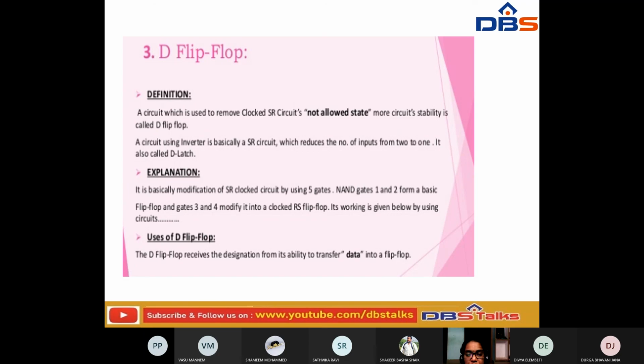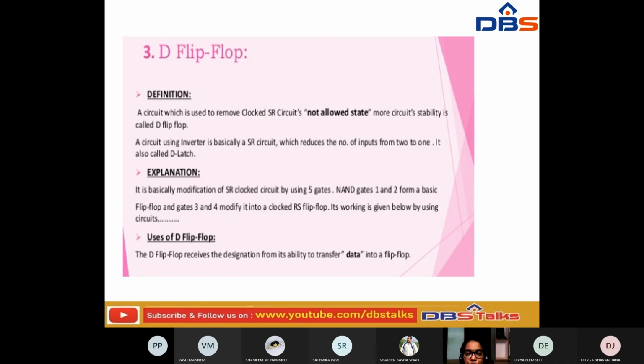Okay, now let us see the explanation. It is basically a modification of the clocked SR circuit by using 4 gates. The NAND gates 1 and 2 form a basic flip-flop, and gates 3 and 4 modify it into the clocked RS flip-flop. Its working is given below by using the circuits. Now let us see how it is going to work by using the circuits here.